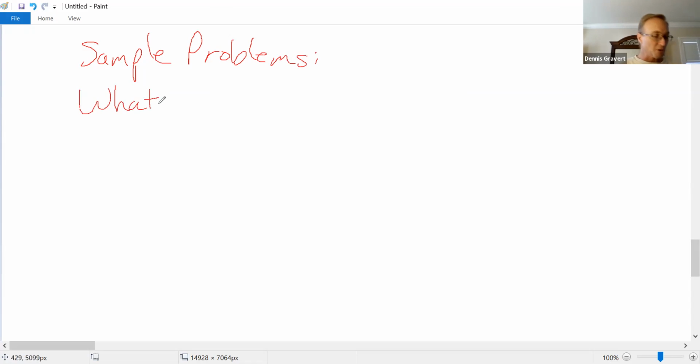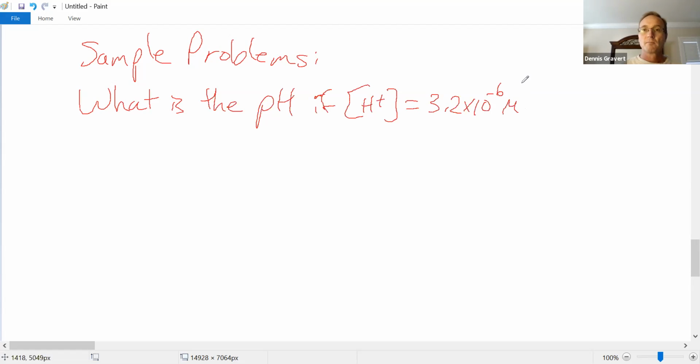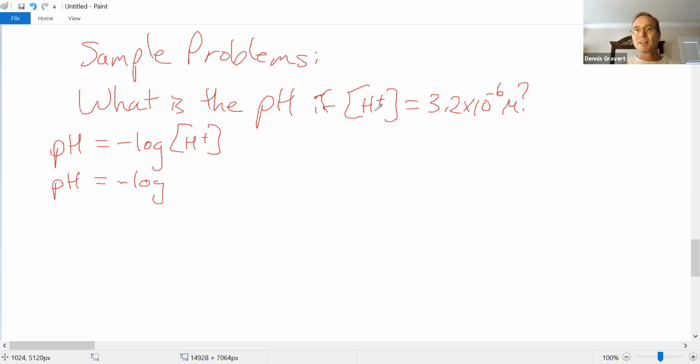Well, I guess there's 3 types, so let's do all types. What is the pH if hydroxide ion concentration equals, I don't know, make up a number, 3.2 times 10 to the minus 6 molar? You look at the top of your exam sheet until you find this equation, pH equals negative log of the hydrogen ion concentration. And then do your substitution. The hydrogen ion H plus concentration is 3.2 times 10 to the minus 6. Put this number in your calculator, hit the log button, remember to change the sign, and then you'll get a positive 5.5. The pH is 5.5.